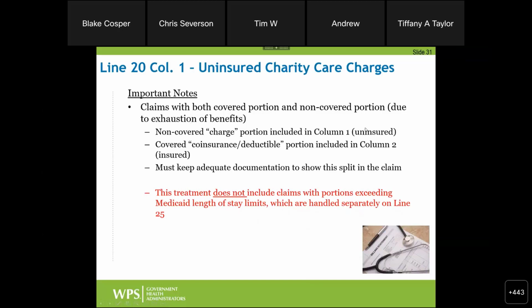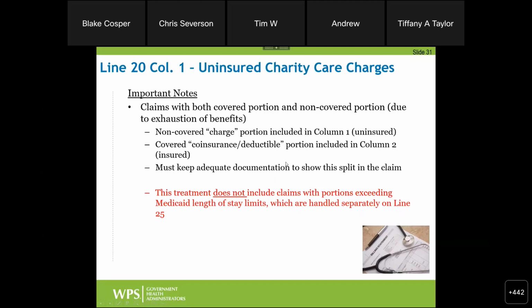Again, we're going to see situations where you have both a covered and a non-covered portion of the claim due to exhaustion of benefits, just certain services weren't covered. The non-covered portion is going to be a charged portion, and it has to be reported in column 1 because it's uninsured for that period of time at least. And then the covered or co-insurance deductible copay portion is included in column 2.